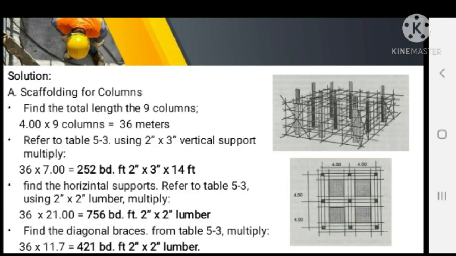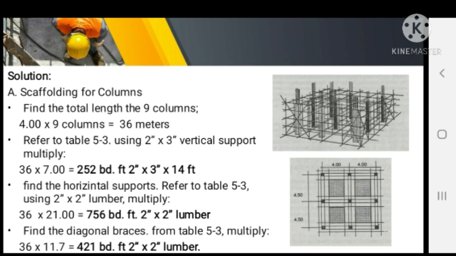So first, in the solution, on finding the scaffolding for columns, we first need to find the total length of the columns. So here in the problem, we have 9 columns all in all. So in finding the total length of the columns, given that we have a 4 meter height for the columns, we only need to multiply it by 9. So 4 times 9, we have 36 meters for the total length of the columns.